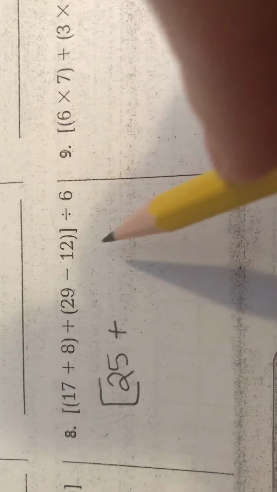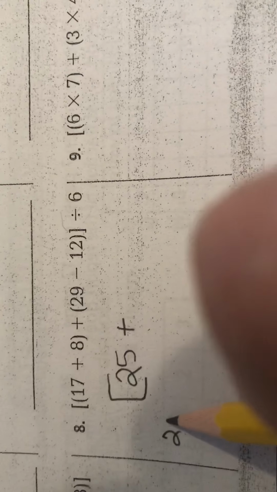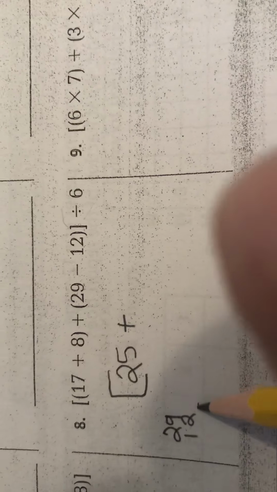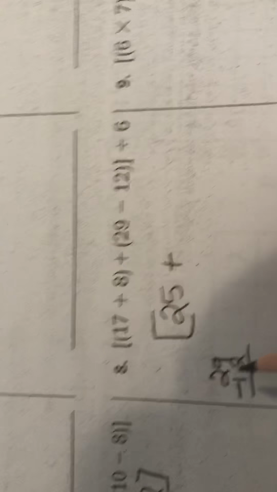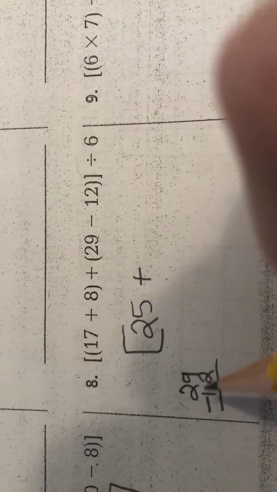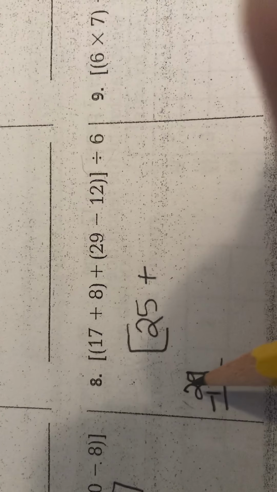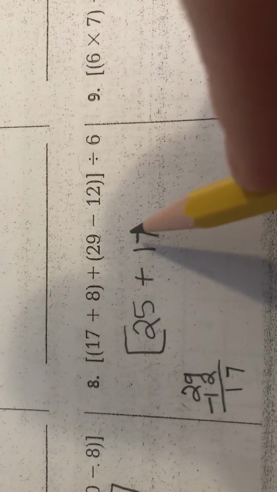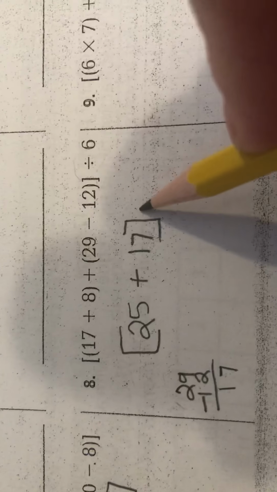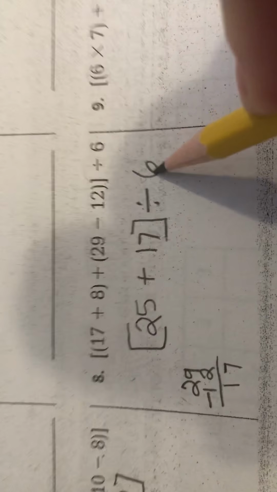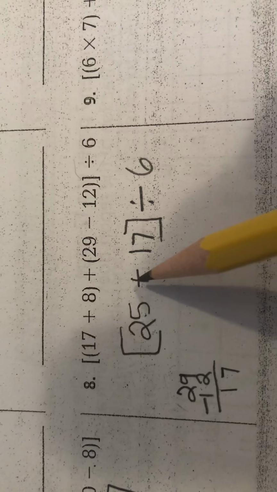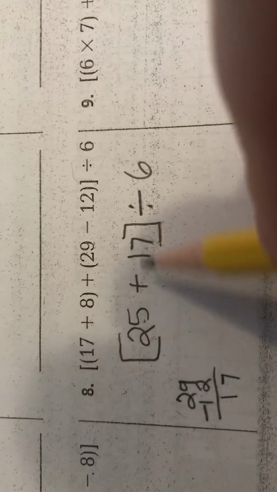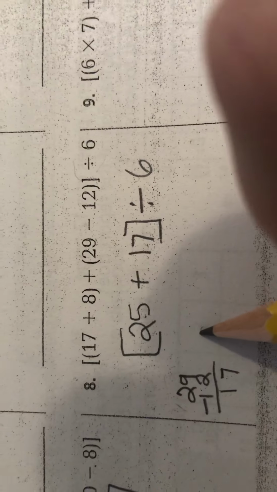Okay, so 29 minus 12. Okay, if you can't visually do that in your mind, as always, use the space and just write it down. So 9 minus 2 is 7, and then 2 minus 1 is 1. So that's 17 over here around the brackets, and then divide by 6. So 25 plus 17. Again, if you can't do this mentally, write it down. There's nothing wrong with striving for accuracy in our math here.